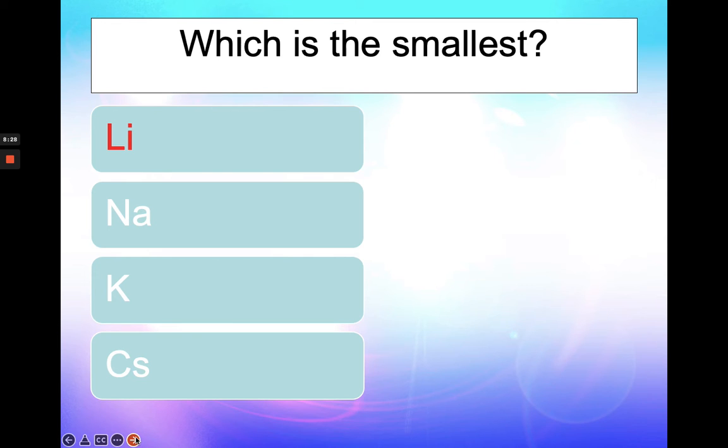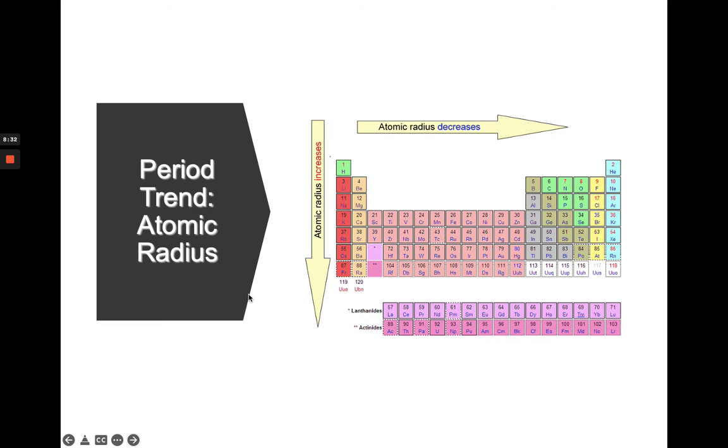That's the size. Let's talk about 3 more trends. So again, one more time, atomic radius decreases going across, and it increases going down. And I had a student who came up with this idea: to the right is tight. So this is the highest and the rightest.